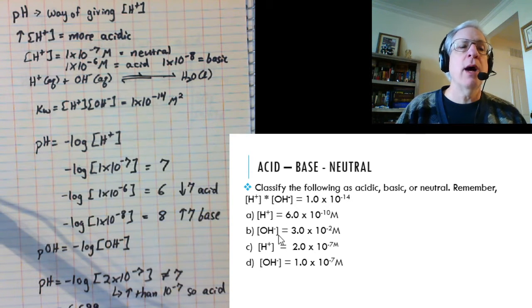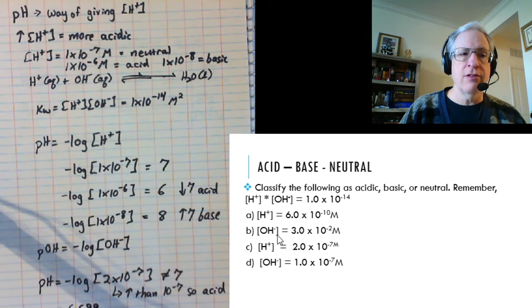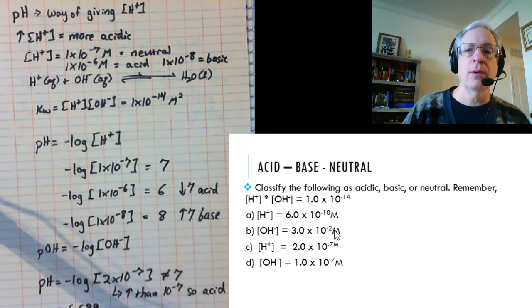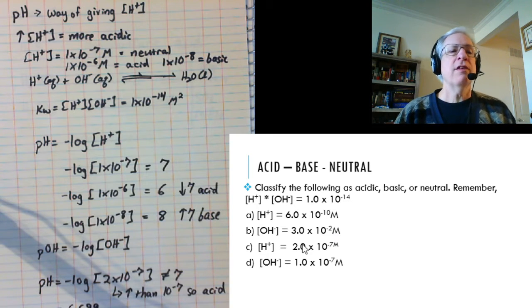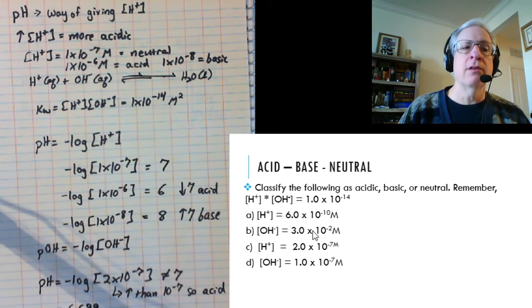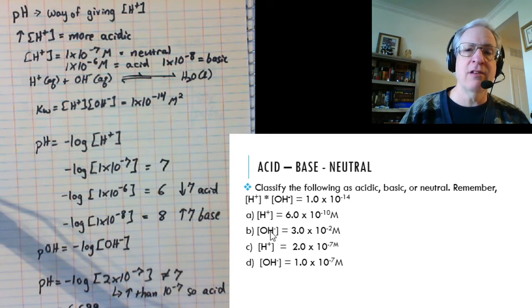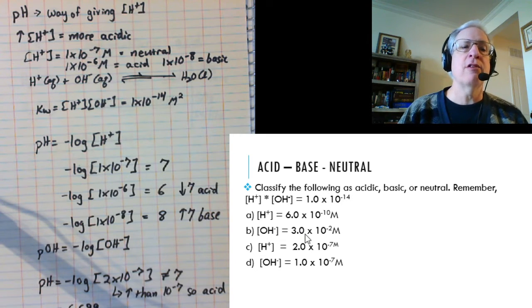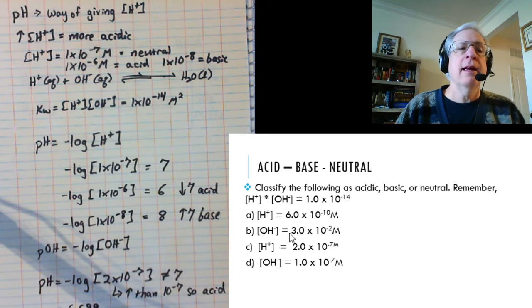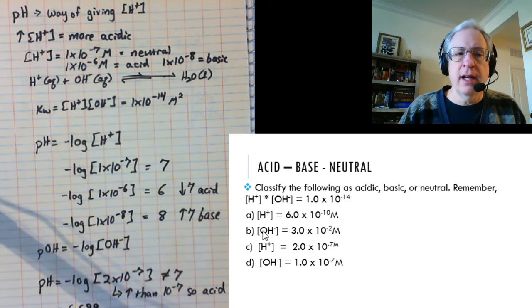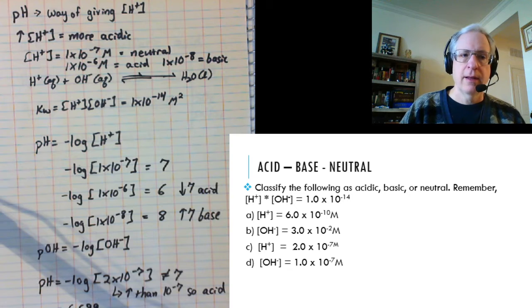Now, what if I gave you hydroxide ion concentration instead? And I said hydroxide was 3 times 10 to the negative 2. Well, this is a very big number compared to negative 7. So if the base has gone up, the acid has gone down, and this is basic. Just like if the H positive is greater than 1 times 10 to the negative 7th, it is acidic, if the hydroxide is greater than 1 times 10 to the negative 7th, it is basic.